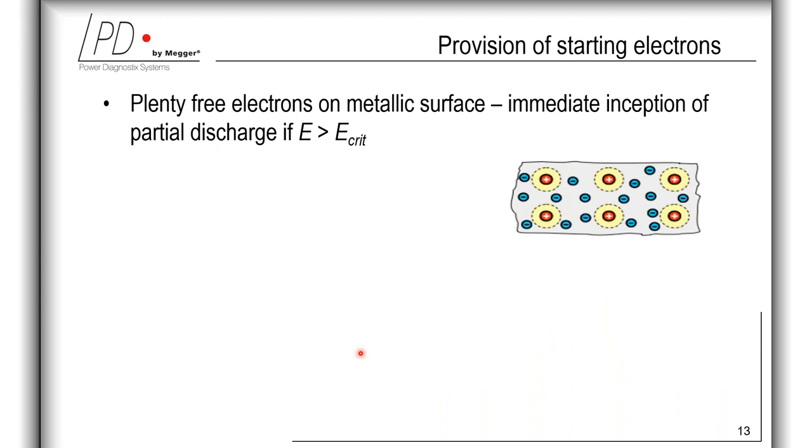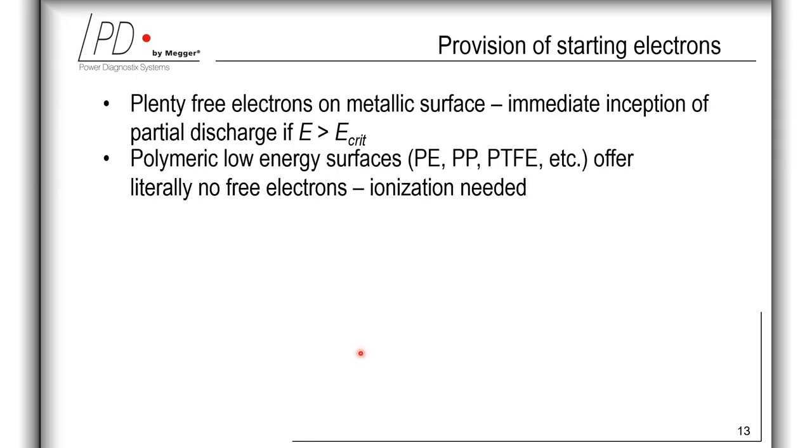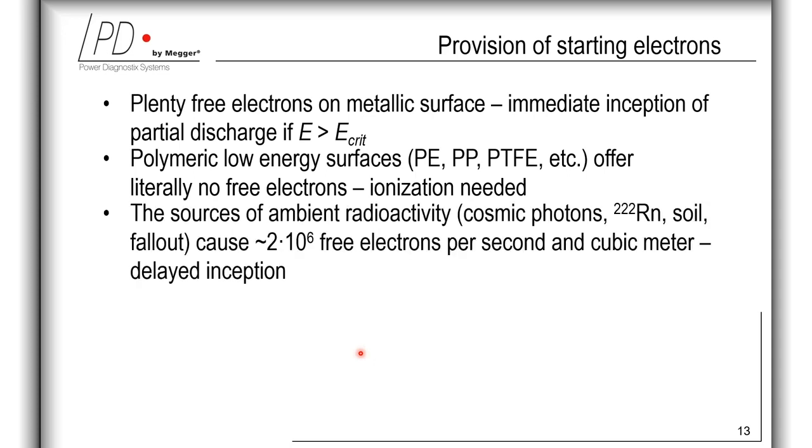So now we are coming to provision of starting electrons. Having the critical field to support an electron avalanche, a free electron must be accelerated in this electric field. So fresh polymeric surfaces, such as gas inclusion in a freshly cured epoxy resin or freshly extruded polyethylene, have literally no free electrons. But here, then the electron needed is ionized by the natural radioactivity, which can include the cosmic photons, natural radioactivity of the soil, and radiation due to the radioactive noble gas radon.